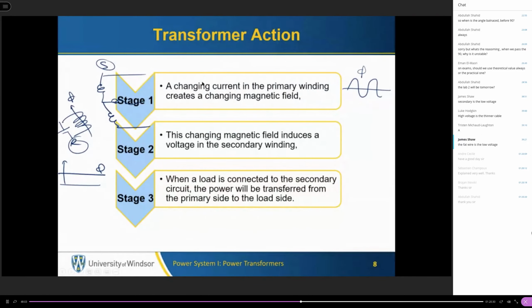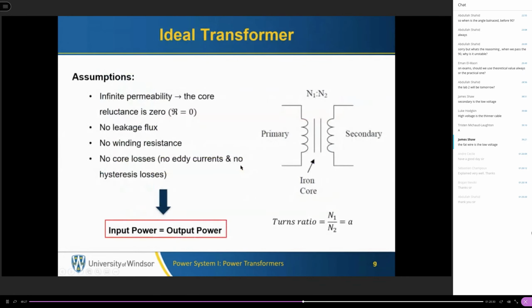But if we go back to AC transformers, we need AC current. This AC current will generate an alternating magnetic field, and as a result, it will induce voltage in the secondary winding. And then when a load is connected, the power will be transferred from the primary to the secondary side. This is basically the transformer action that you have studied before.